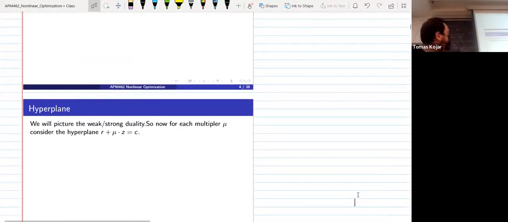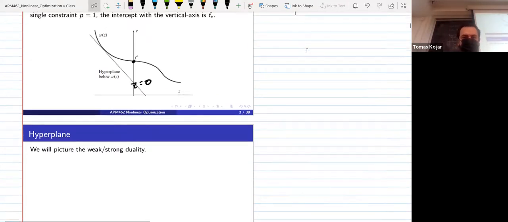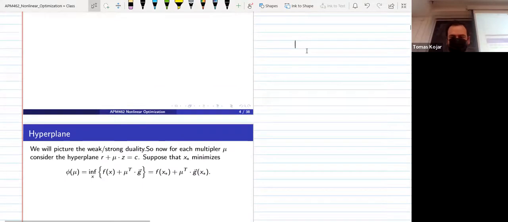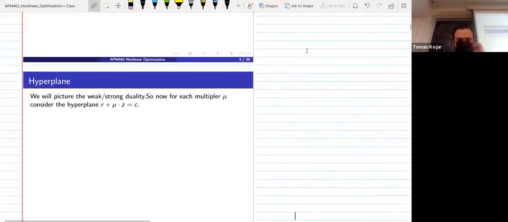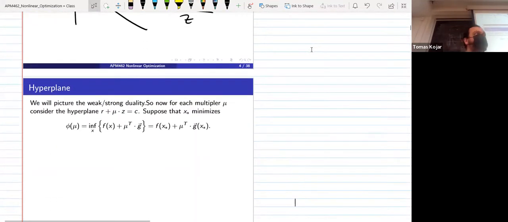All right. So now let's have a picture of duality. Again, you're in this graph of R z over here. And you have an intercept like this at C. That's what this line represents in 1D. Now, suppose that x star is your minimizer. Then you replace the infimum, right? There's no infimum, you just have this x star.